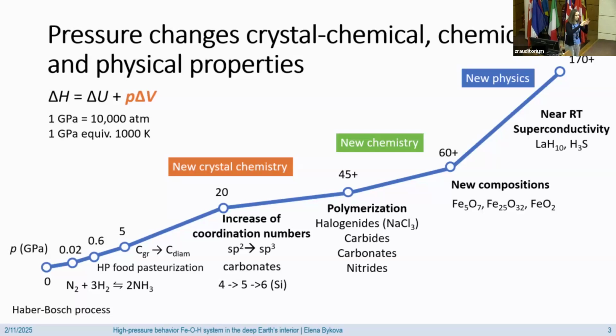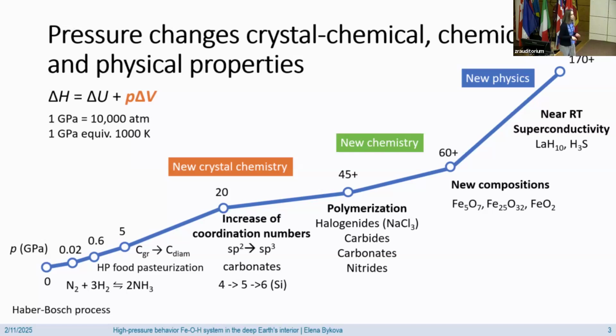Typically, the number of atoms around certain atoms also increases. So you can have, for example, an increase in coordination of the carbonates. A typical carbonate at room pressure will have carbon with 3 oxygen atoms, and at high pressure, it will have 4 oxygen atoms.